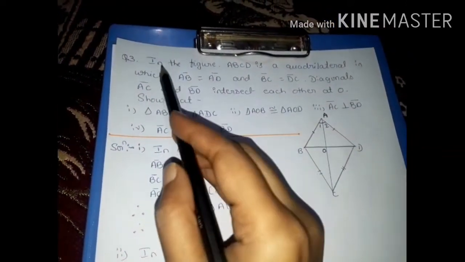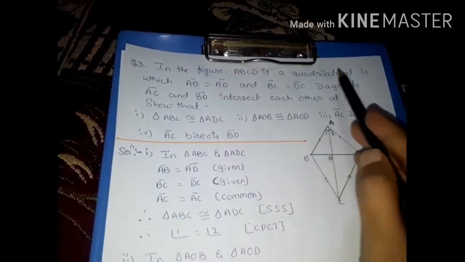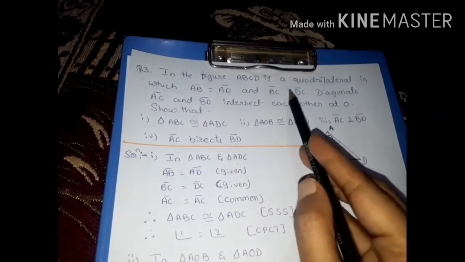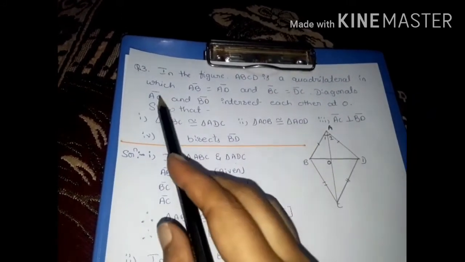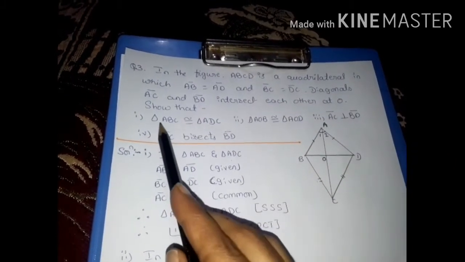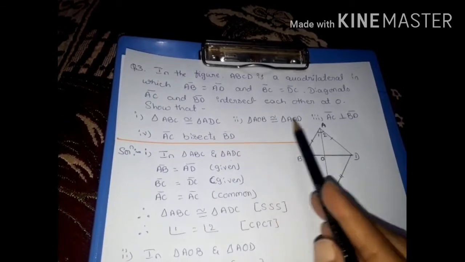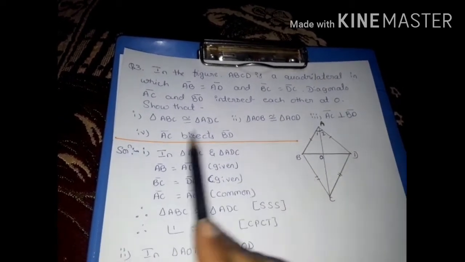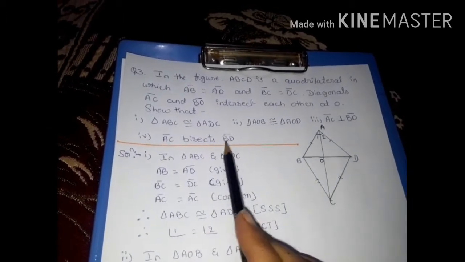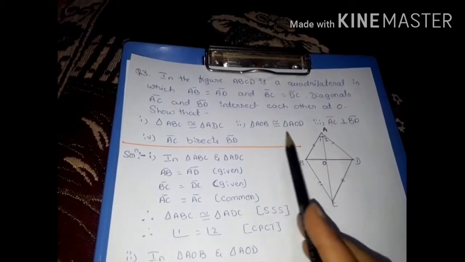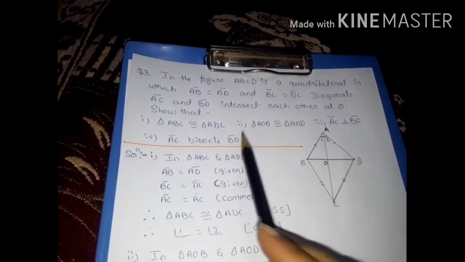Question number 3. In the figure, ABCD is a quadrilateral in which AB equal to AD and BC equal to DC. Diagonals AC and BD intersect each other at O. Show that triangle ABC is congruent to triangle ADC, triangle AOB is congruent to triangle AOD, AC is perpendicular to BD, AC bisects BD. So here they have given ABCD is a quadrilateral. You have to show all these 4 statements.